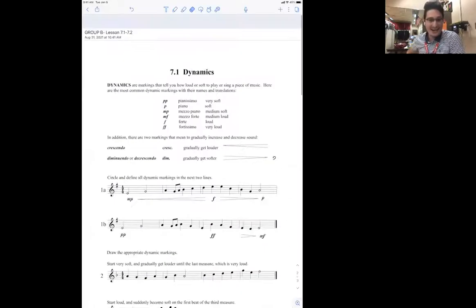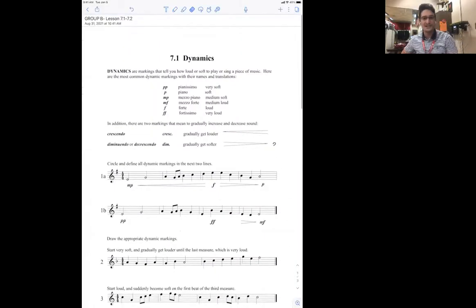Today, we're going to be talking about lesson 7.1 and 7.2, which is on dynamics and ties and slurs. So take a look at dynamics with me. Dynamics are markings that tell you how loud or soft to play or sing a piece of music. Here are the most common dynamic markings with their names and translations.